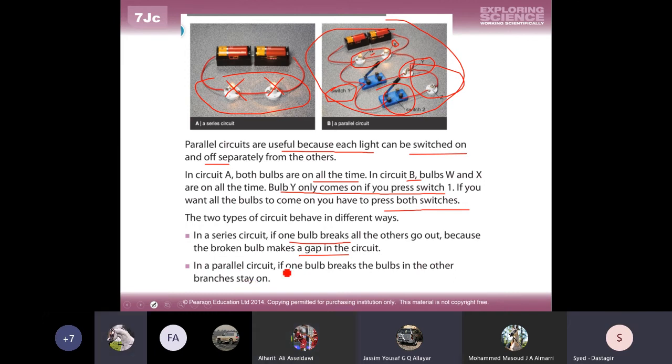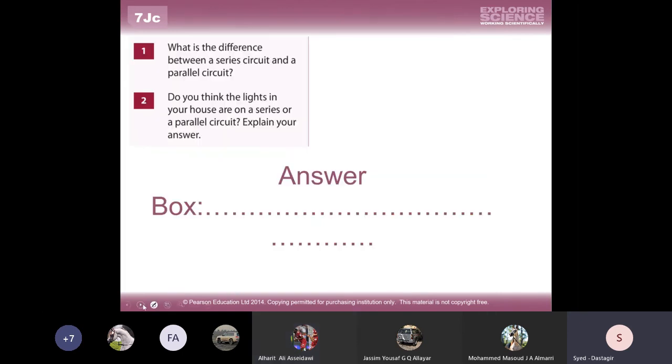Okay, so in a parallel circuit, if one bulb breaks, the bulbs in the other branches stay on. So if this one breaks, no problem. The others stay on because the current has another route to go all the way around. So that's the main difference. In a series circuit, if one bulb is broken, all of them break. In a parallel circuit, if one bulb breaks, the others can stay on.